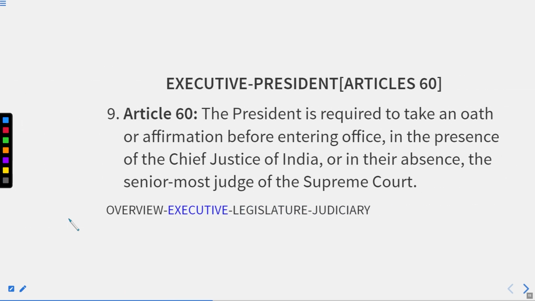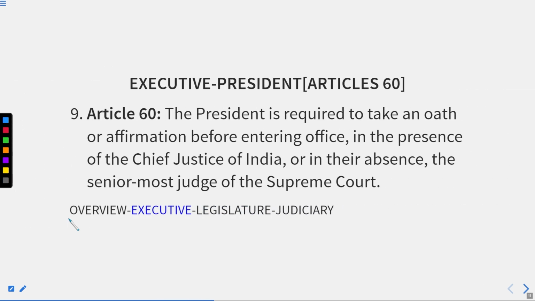Got it? Thereafter, Article 60: the president is required to take an oath or affirmation before entering office in the presence of the Chief Justice of India, or in their absence, in the condition the Chief Justice is not present, the senior most judge of the Supreme Court will administer the oath of the President of India. Remember this thing.